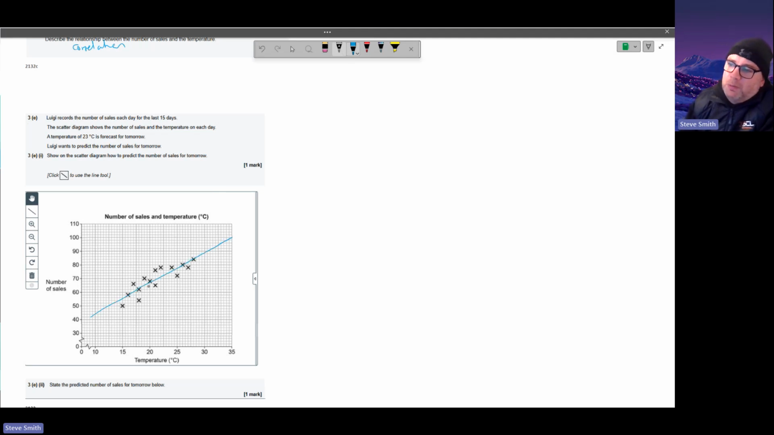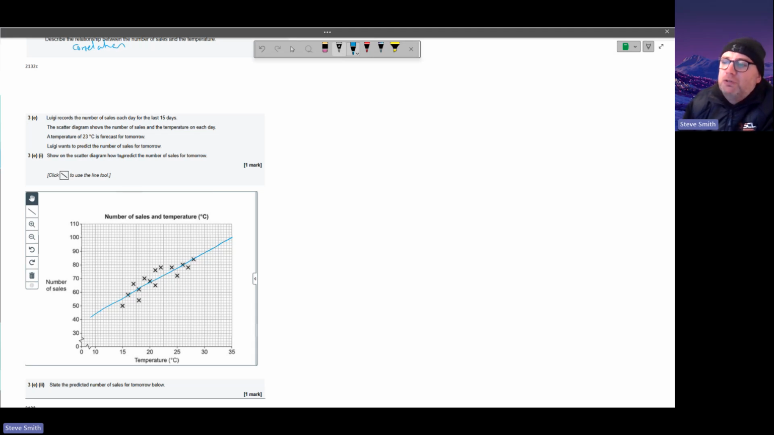So we've got some below, some above, but we try and keep the line as close to as many of the crosses as possible. We don't have to go through any of the crosses. You don't have to go through zero. It's just keeping that line, a straight line, as close as you can to as many of the crosses as you can. This line tool would automatically give you a straight line, so don't worry about my poor handwriting.